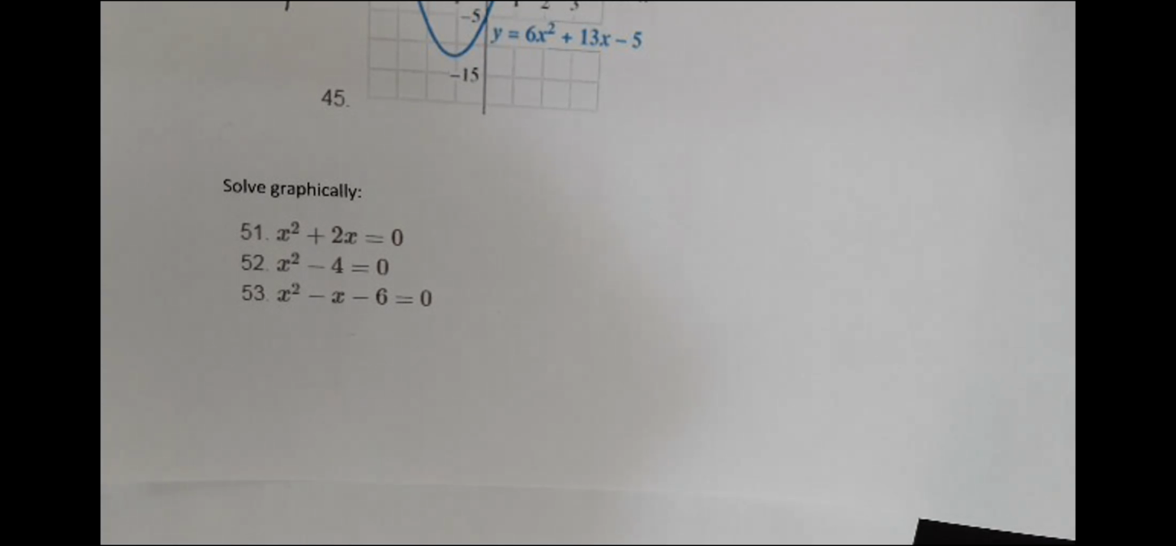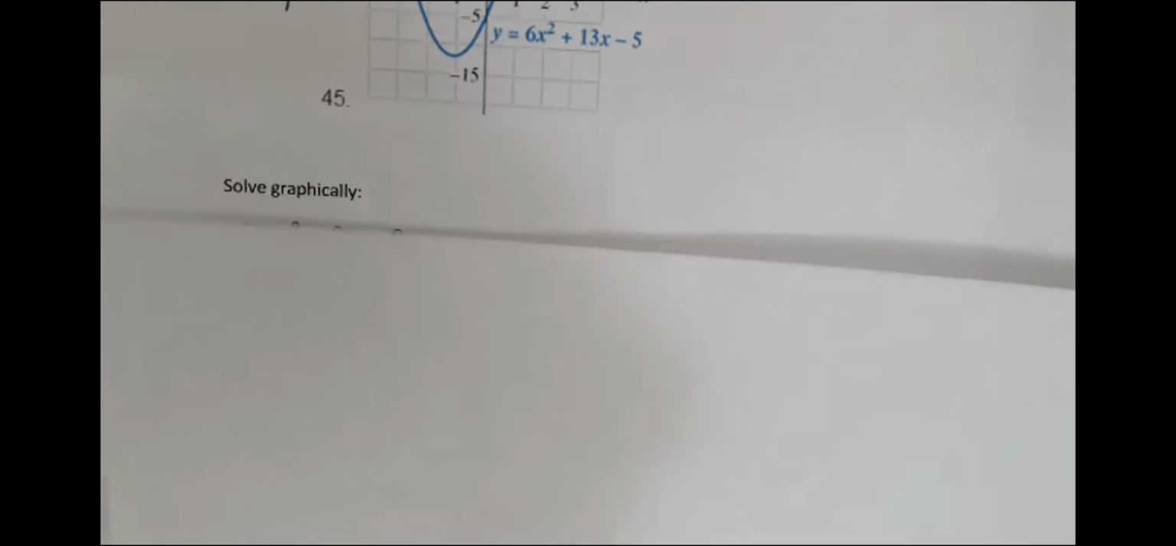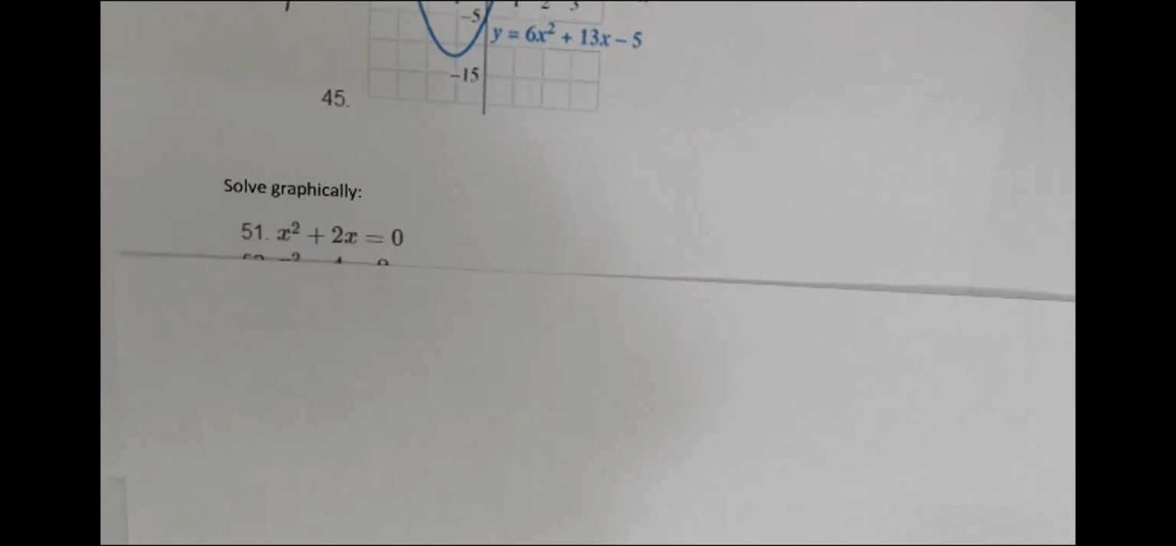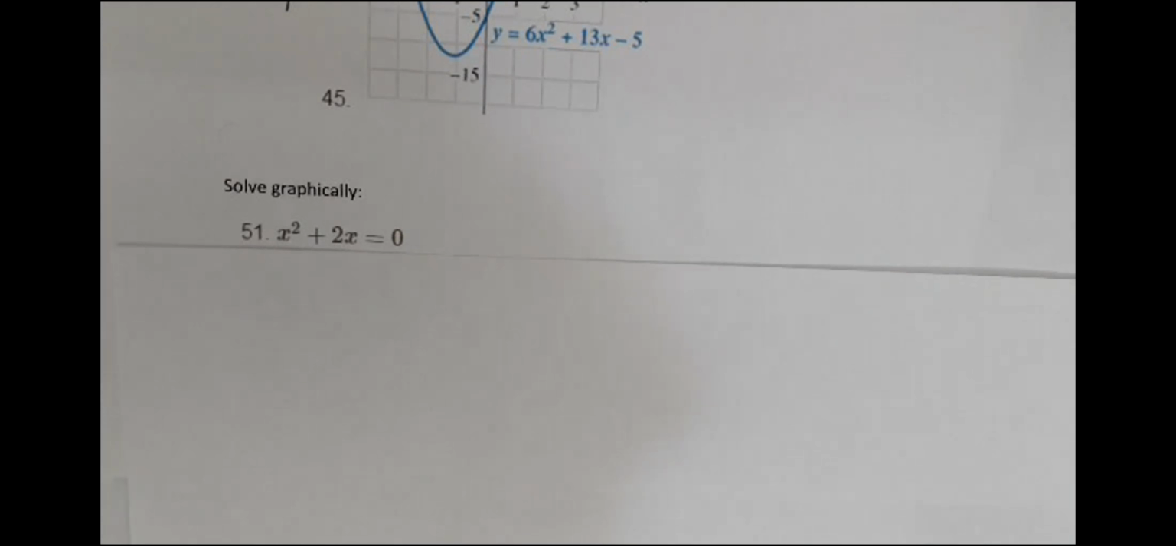So x squared plus 2x equals 0. Oh, this one should be quick, hopefully. If not, it might make you spend some time on it. You could try the AC method, but this is something even simpler.